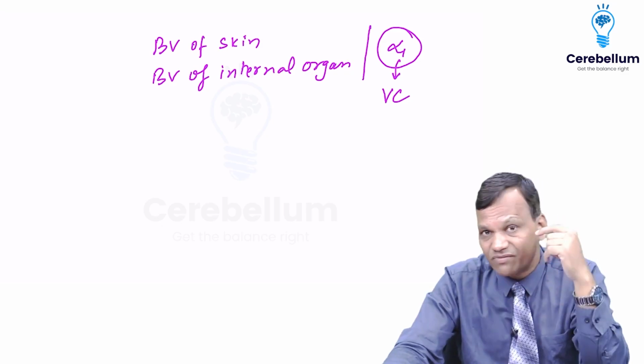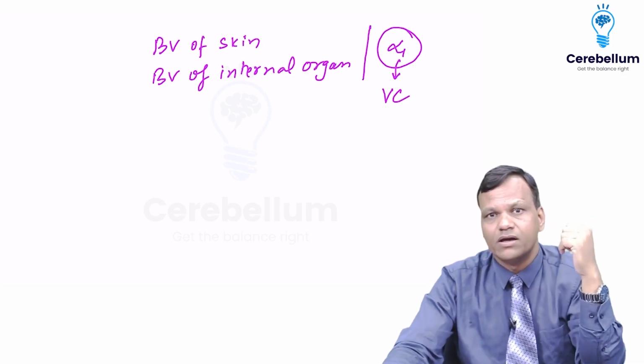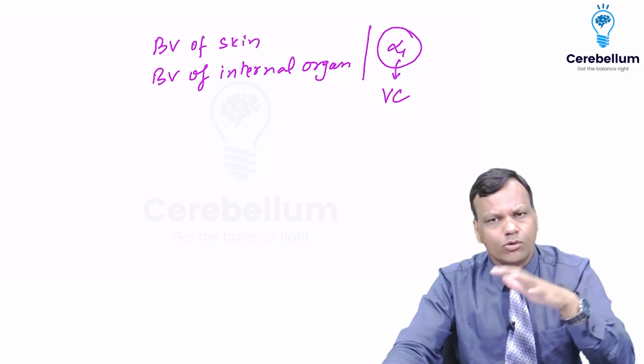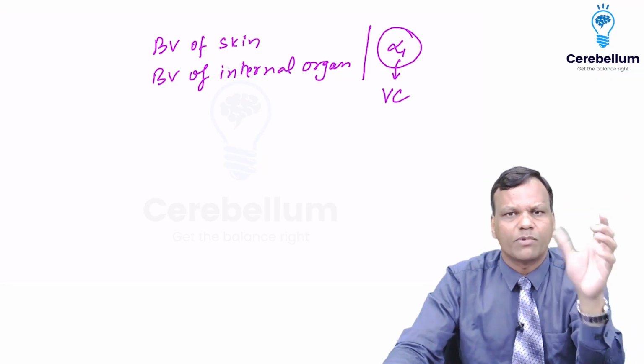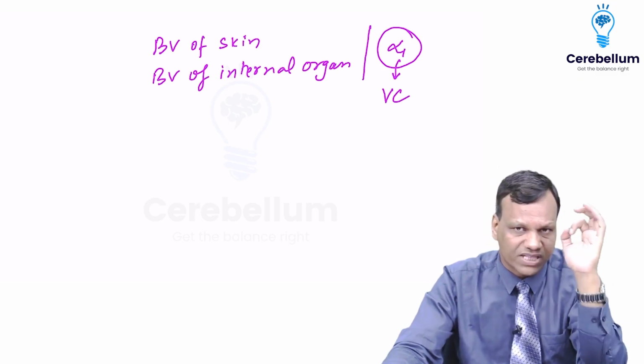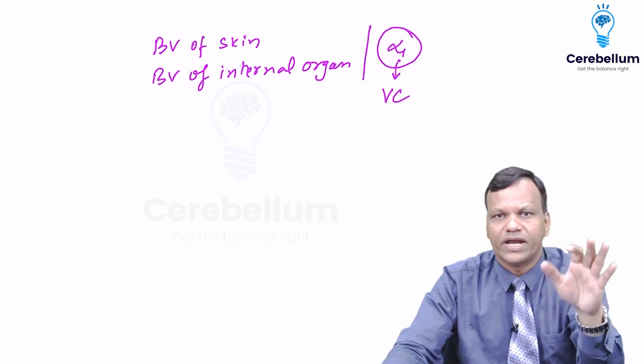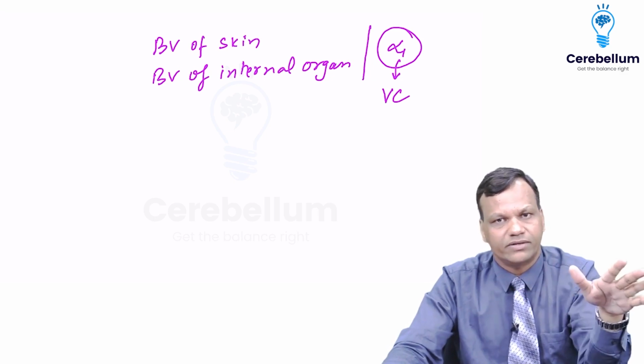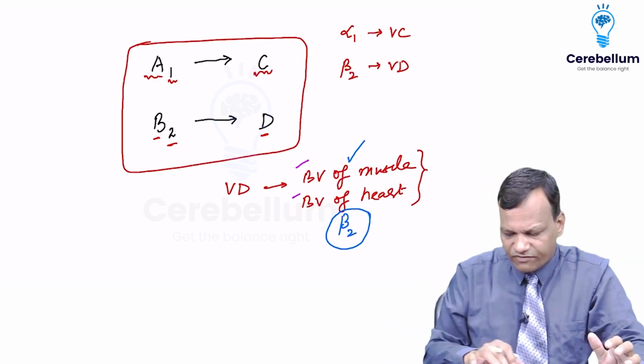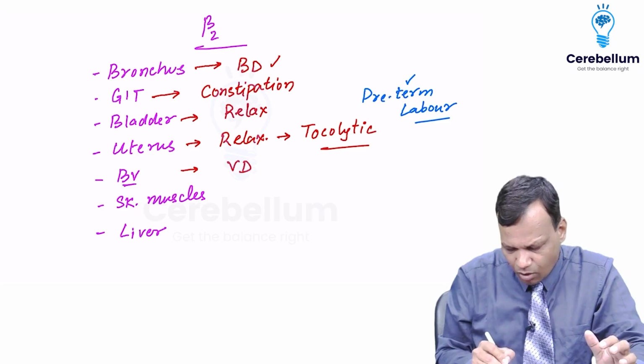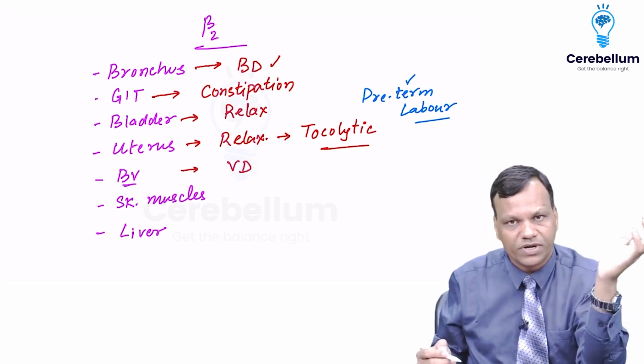But remember, the blood vessels to the CNS, blood vessels to the brain, or we can say blood flow to the brain, do not change. They contain almost equivalent numbers of alpha 1 and beta 2. So on sympathetic stimulation, blood flow to the brain does not change significantly. Okay, so that is about the effect of the sympathetic system on the blood vessels. I hope it is okay.